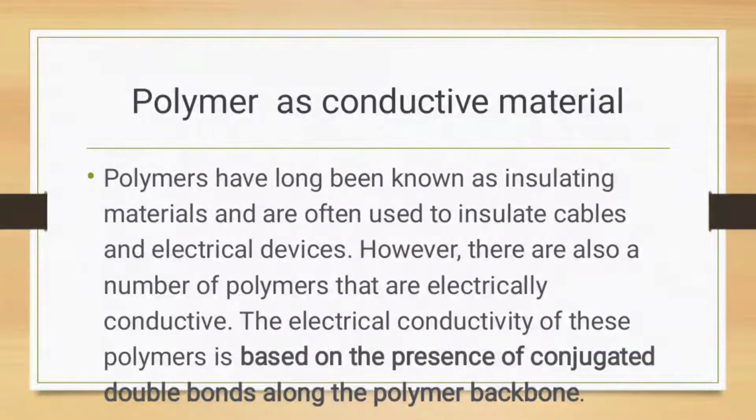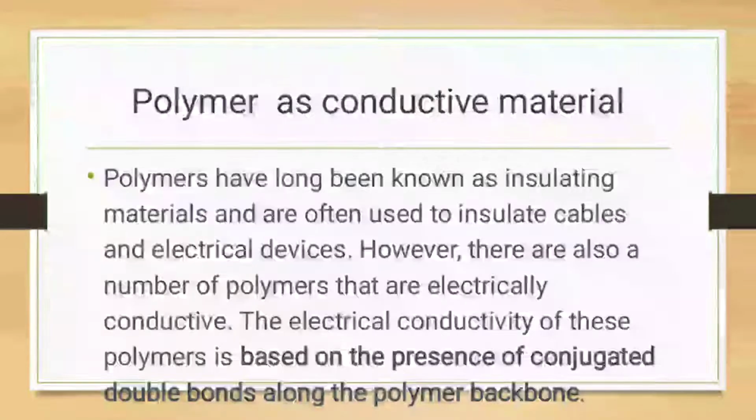And the polymer as conductive material. Let's see about the polymer as conductive material. Polymers have long been known as insulating materials and are often used in cables and electrical devices. The electrical conductivity of these polymers is based on the presence of conjugated double bonds along the polymer backbone.